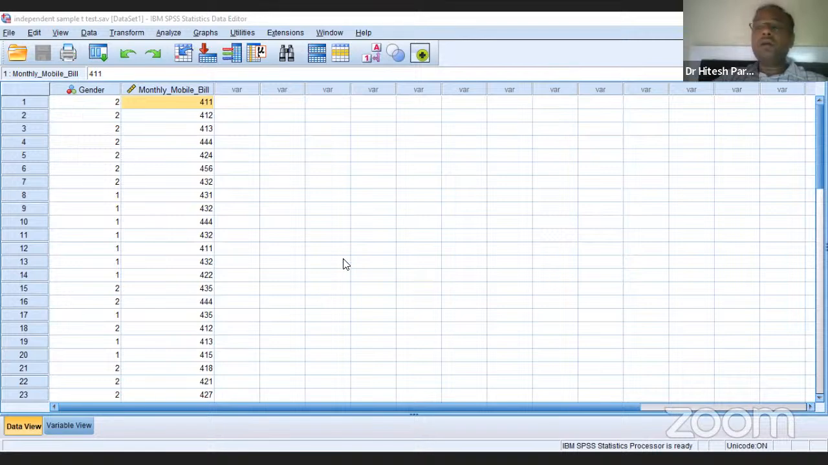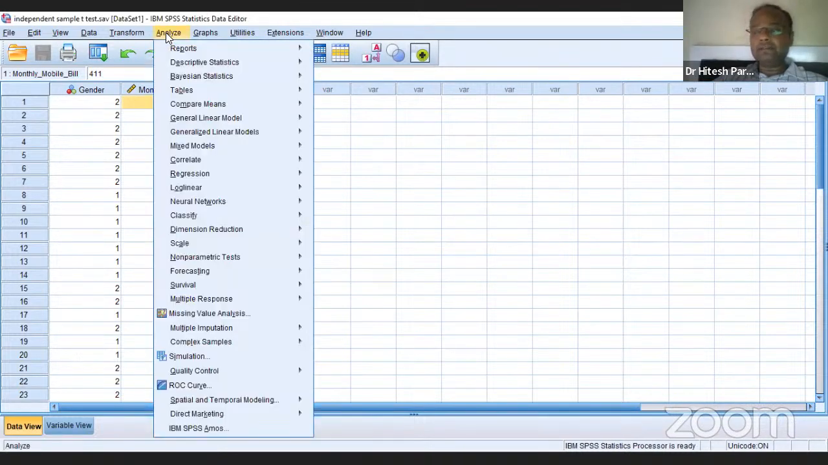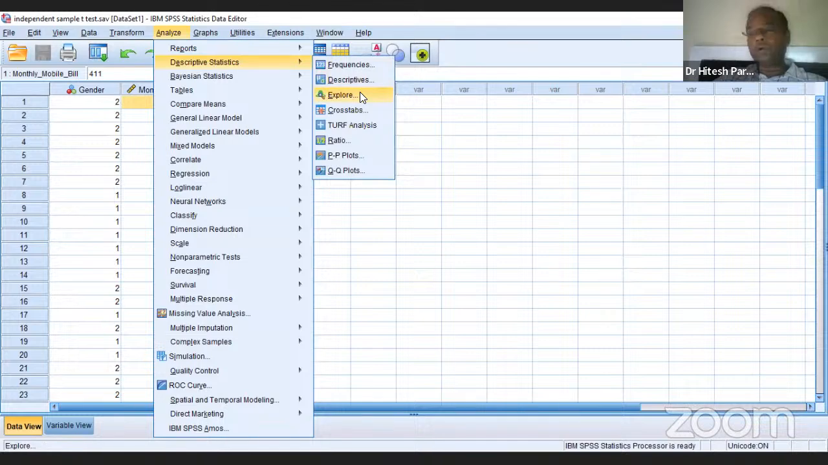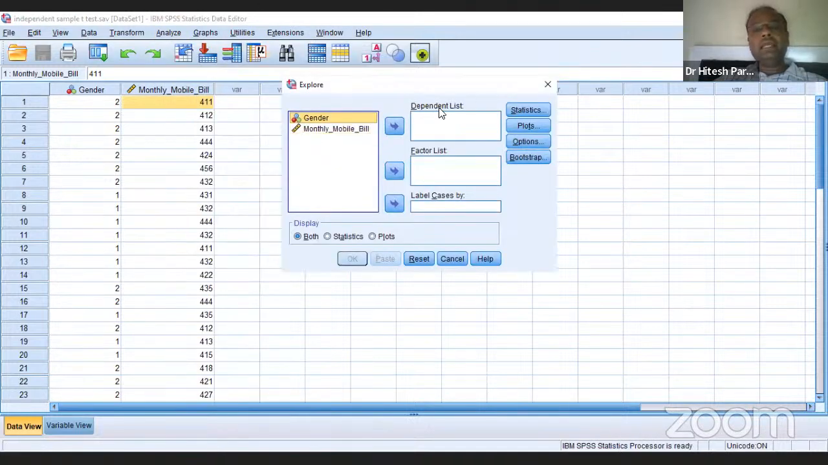First of all, as it is a parametric test, we need to check the normality. This is the prerequisite, right? Before going for any hypothesis testing of a parametric test, we need to check the normality. To check the normality, these are the steps: analyze, descriptive statistics, and explore. Then in the dependent list, transfer your continuous variable, which is monthly mobile bill.